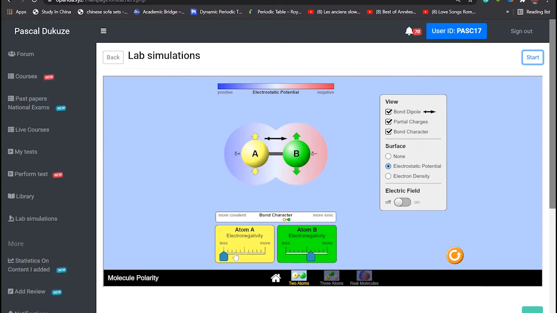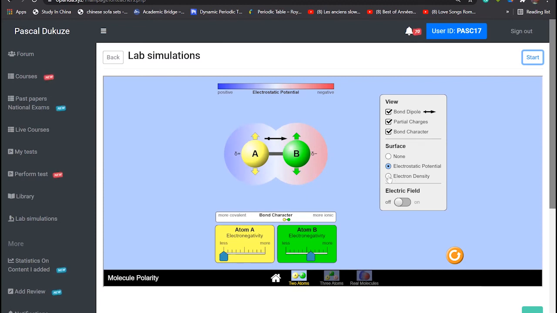This will be the same if we increase the electronegativity of our atom A. You can see what happens to the bond character. You increase it because the electronegativity difference here now is decreasing, okay?